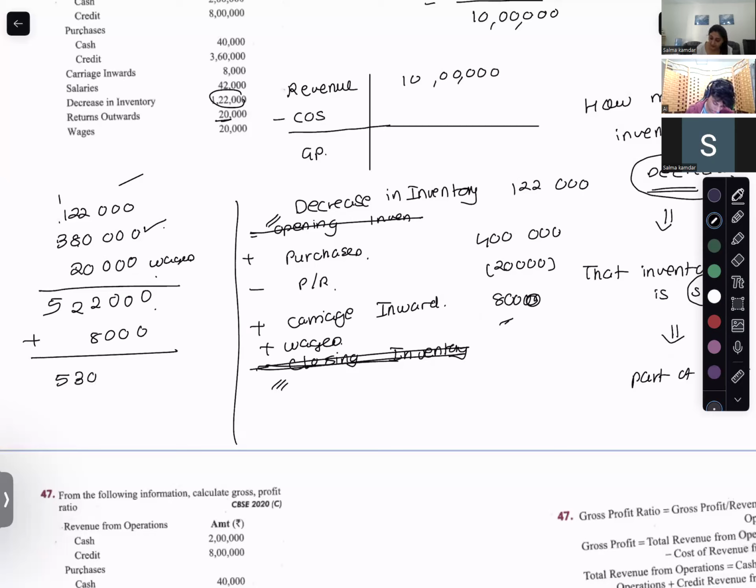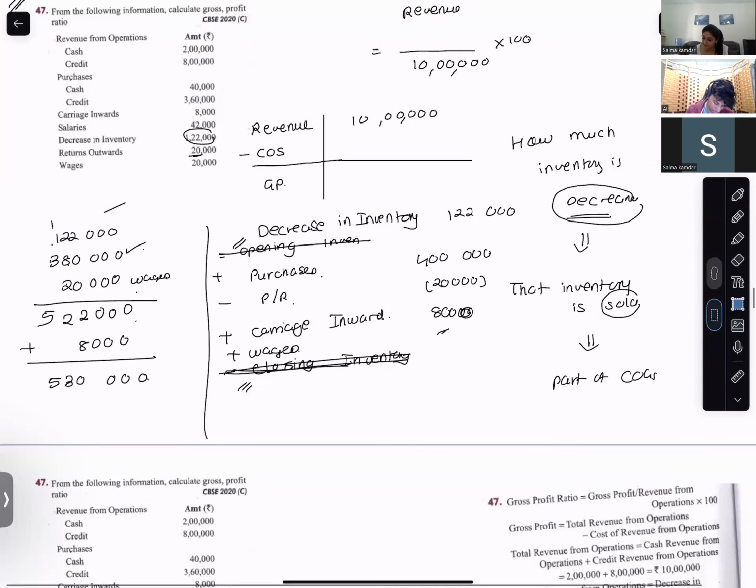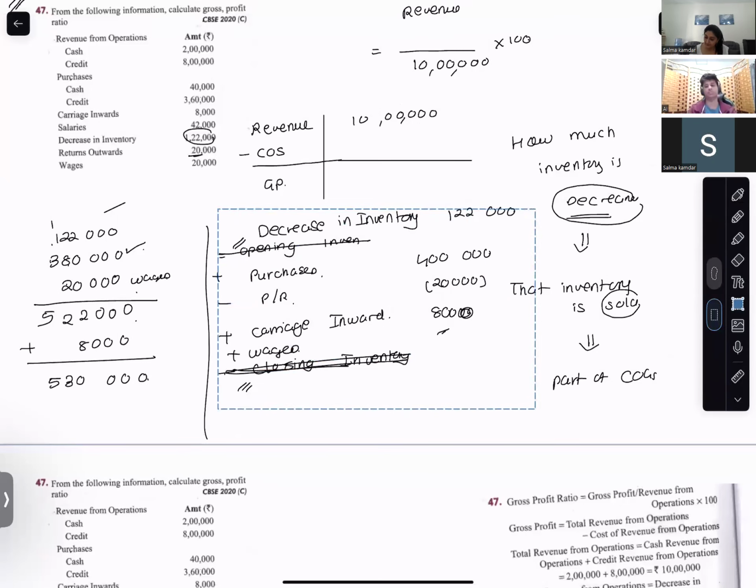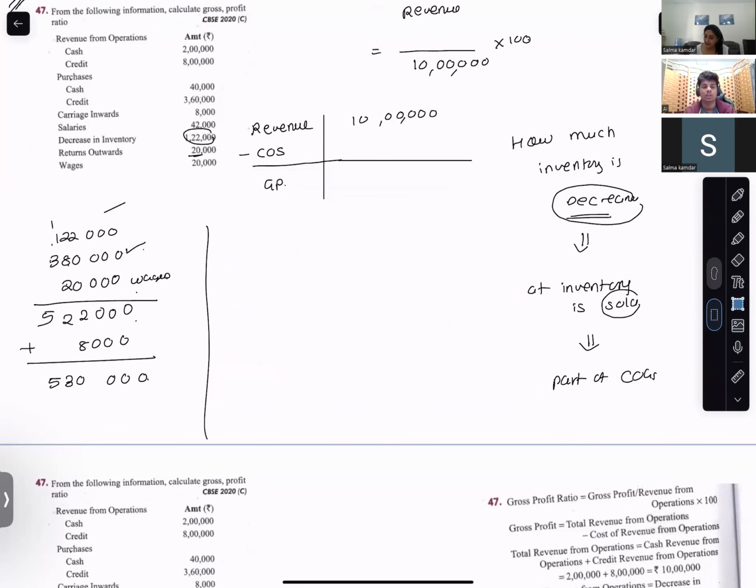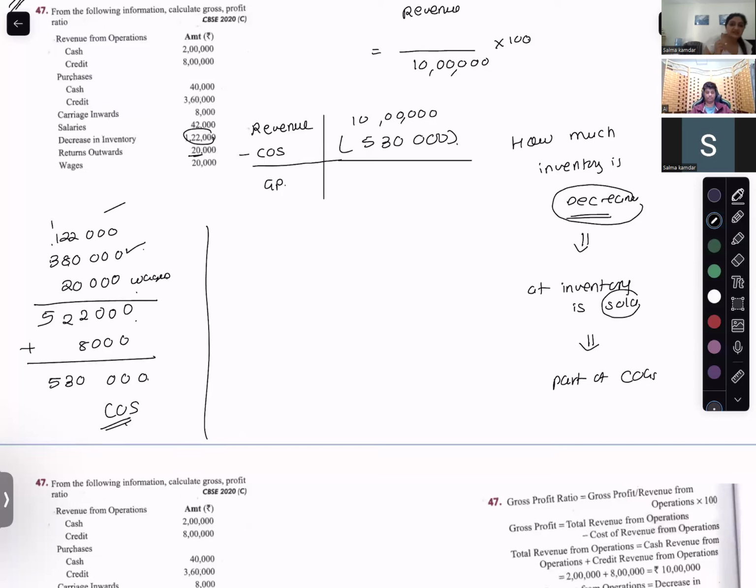So total of my cost of sales is how much? 530,000. So my cost of sales is 530,000. Now revenue minus cost of sales will give me gross profit. Please find out gross profit.